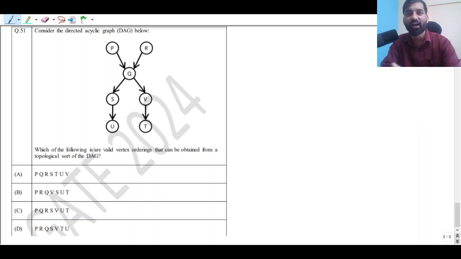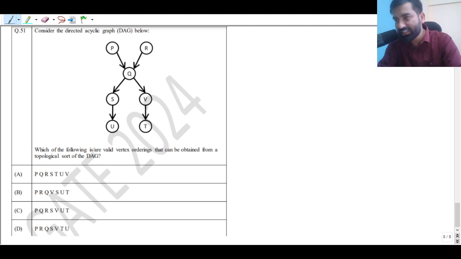This question was asked in GATE 2024, and this kind of concept I always discuss in my classroom program. This question was from the topic directed acyclic graph. They have given the DAG here. There is only one concept; if you know it, you can solve this question in very little time. This question was for 2 marks, so I think anybody can solve this.